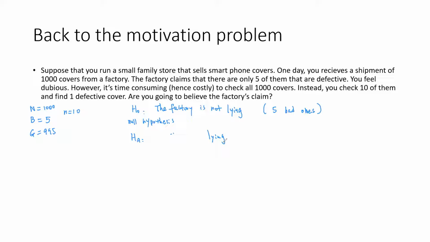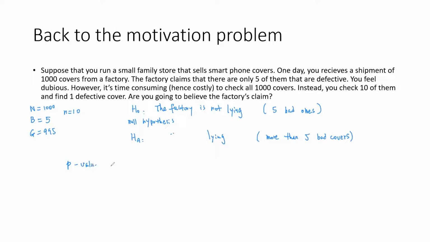And the lying means mostly on the common sense that probably there are more than 5. Less than 5 is good, so you don't really want to argue with the factory, saying, oh, you're lying because there are only 4 bad ones. You're not going to do that. So the alternative is actually there are more than 5 bad ones, bad covers or defective covers. We're looking for the probability. So this is usually called a p-value.